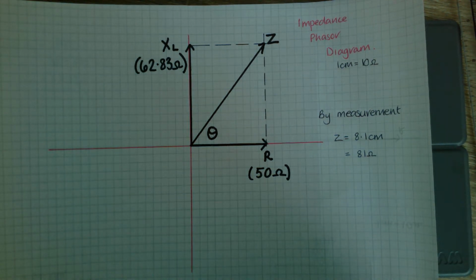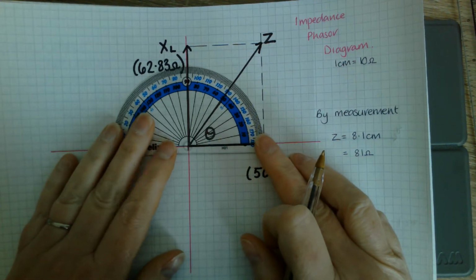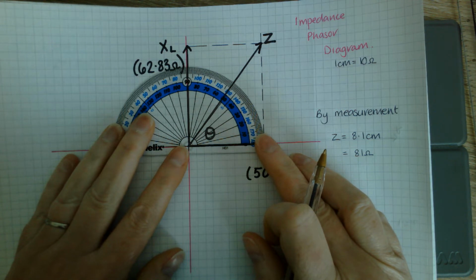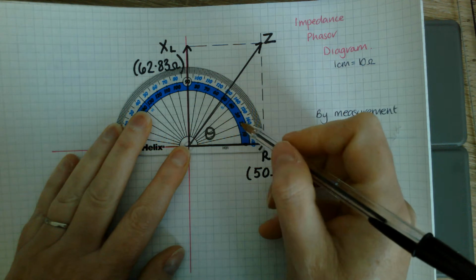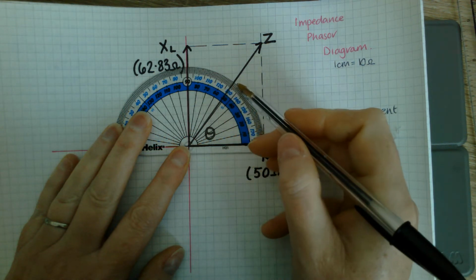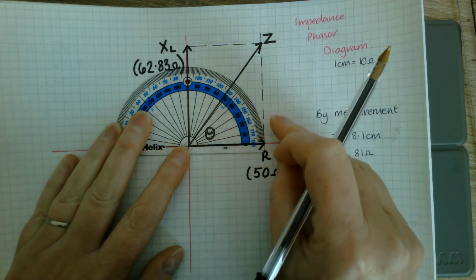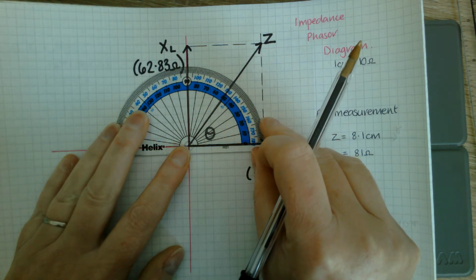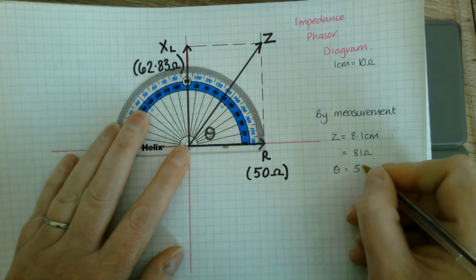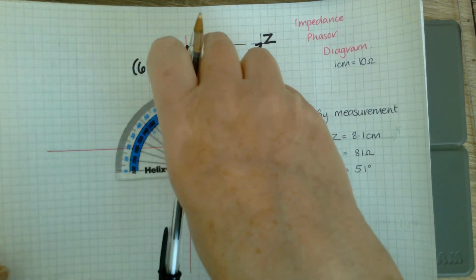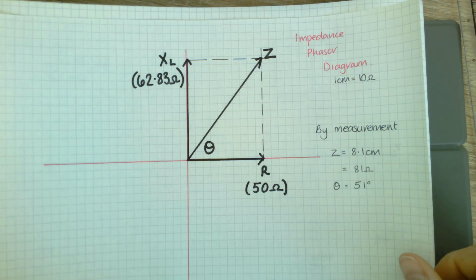For my angle, using my protractor, my circuit phase angle, I think, looking here, counting round, 10, 20, 30, 40, 50. I think it's more like 51 degrees. So that's what these would be by measurement. And that's my impedance phasor diagram.